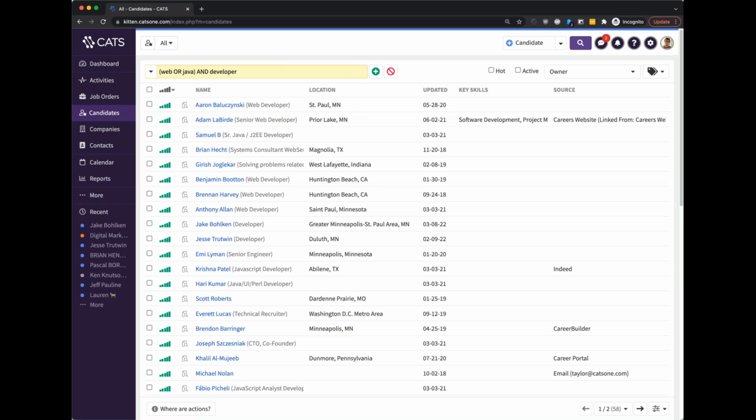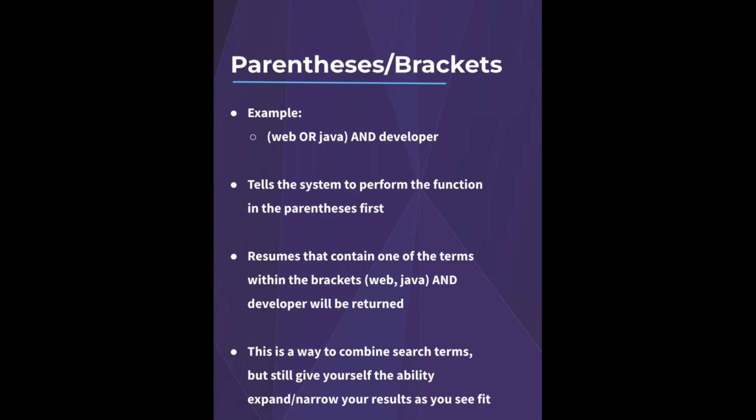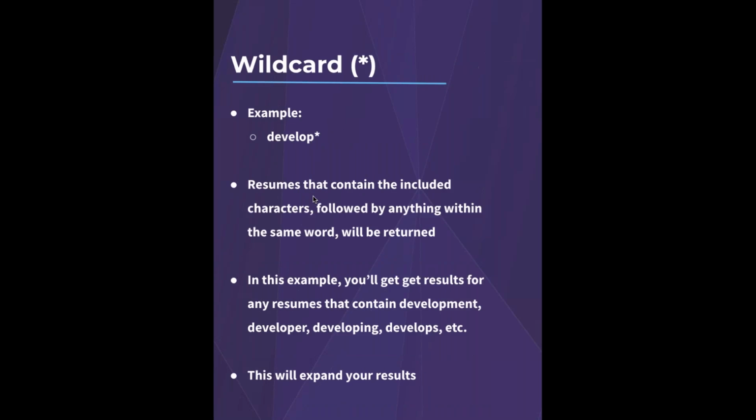All right, one more thing I wanted to run by you guys. Technically it's not an operator, but it pretty much is: the wildcard. So wildcard searches are also super useful when you're going through your database, doing those qualifying searches within CATS. A wildcard just acts as a placeholder when you want maybe different forms or different characters at the end of the word.